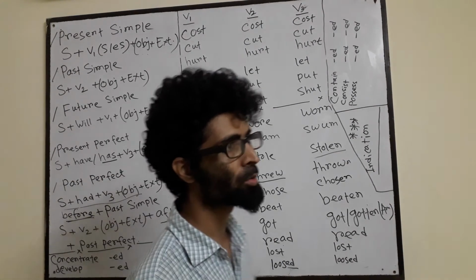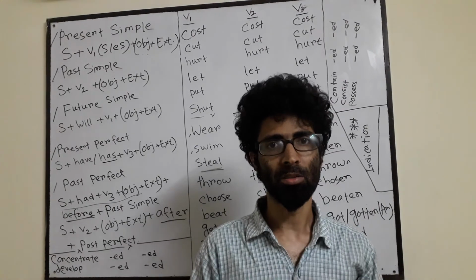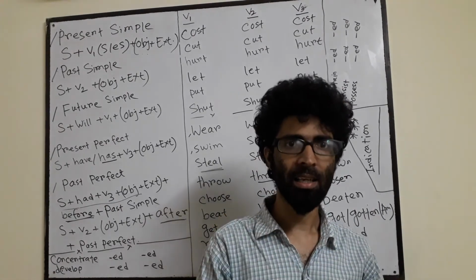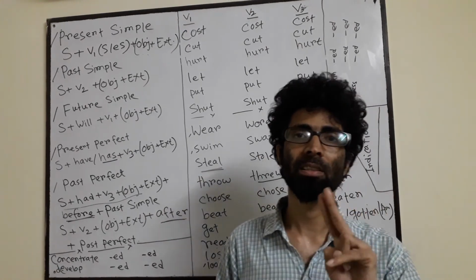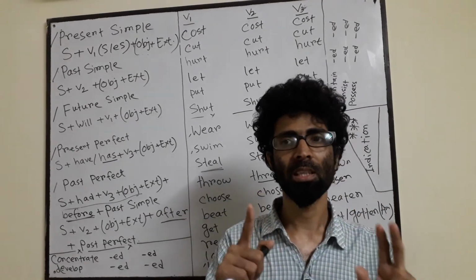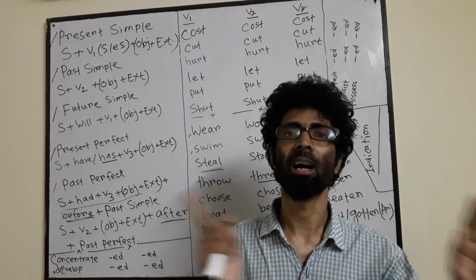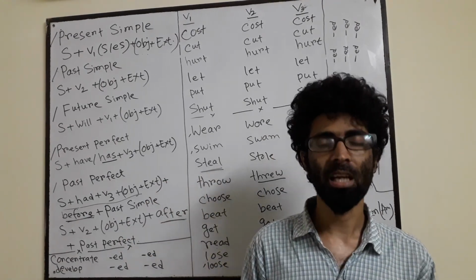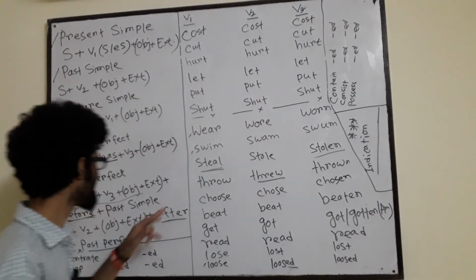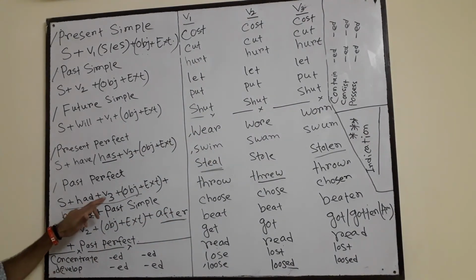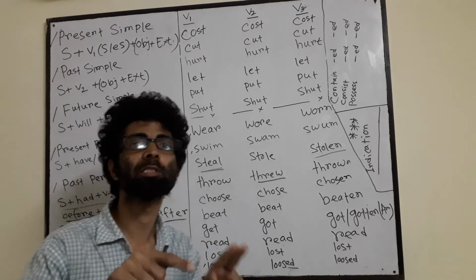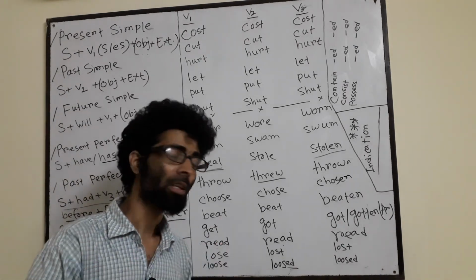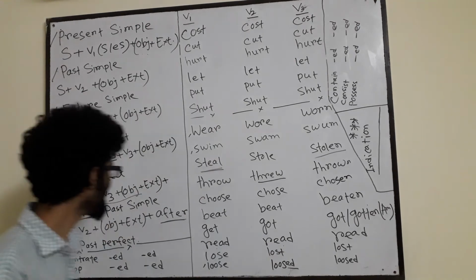Okay, then past perfect tense. In past perfect tense, two things happened in the past. One thing happened earlier, another thing happened later. So when we see two things happened in the past and one thing happened earlier than the other, that time we can use past perfect tense, and see the structure: subject plus had plus V3, then object plus extension. But if we see the use of before or after, that structure will be changed a little bit.